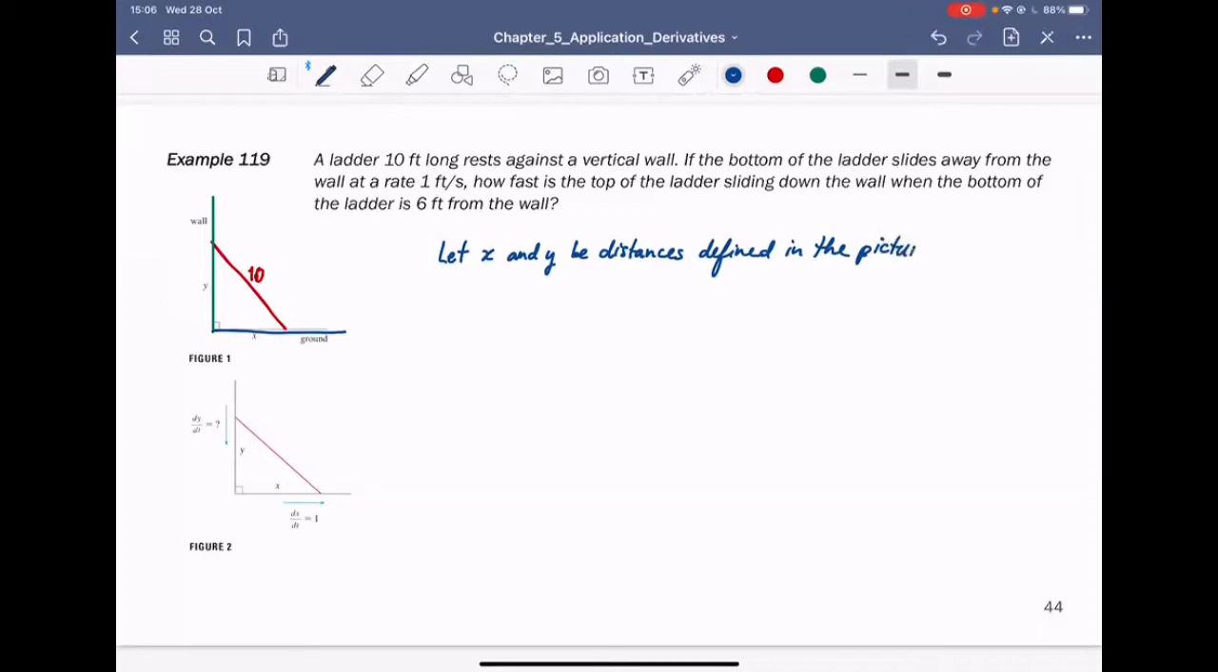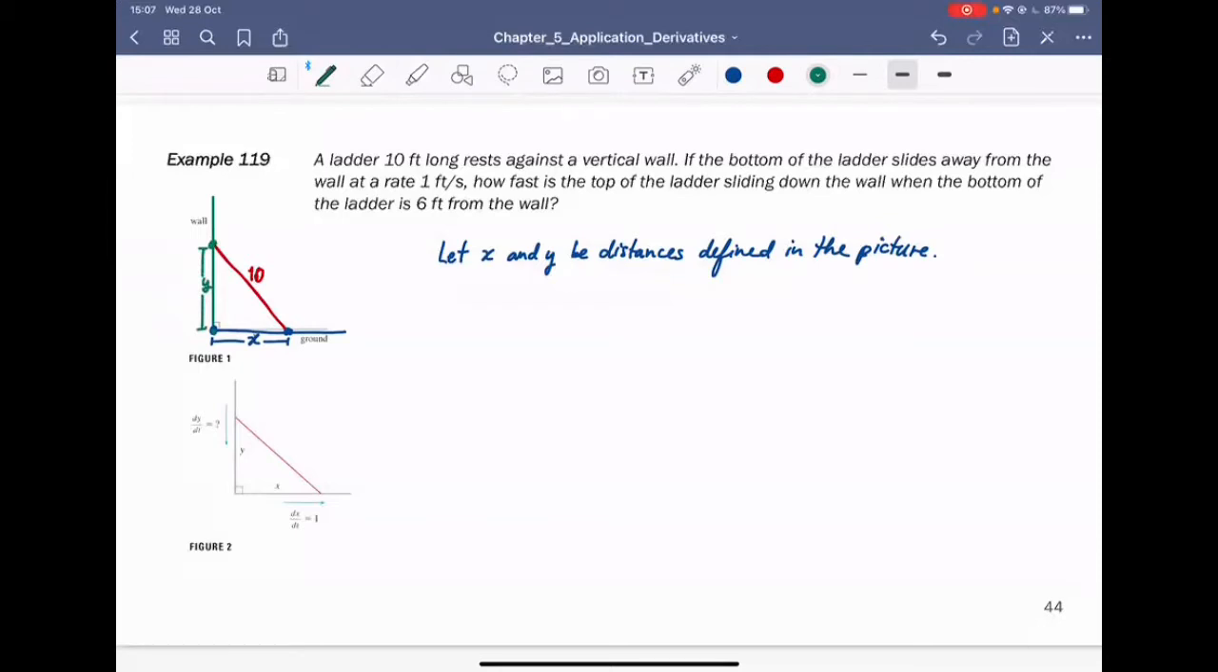In the picture, we're going to let x be the distance from the corner here, where I'm trying to put a dot, to the bottom of the ladder. This is going to be my x. My y value is going to be from the corner here to the top of the ladder. This is going to be my y. So I have x and y here.